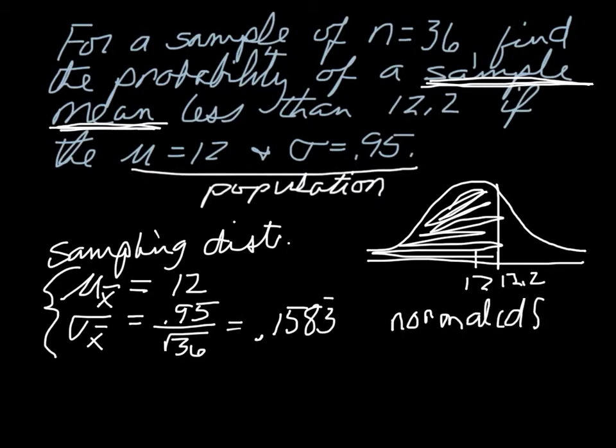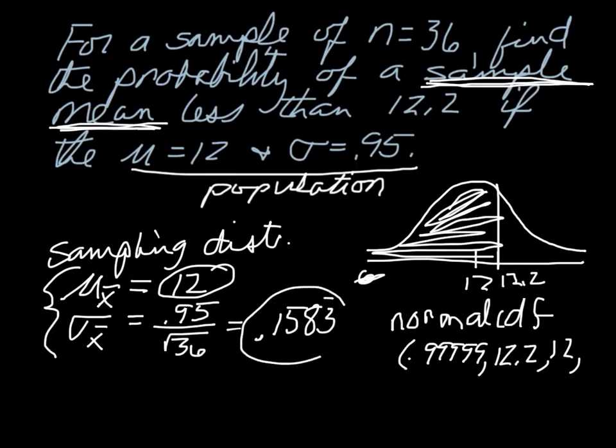CDF, and my left bound is negative infinity over here. So I'd put negative 99,999. My right bound is 12.2. My mean is 12. And my standard deviation, since it's a sampling distribution, is 0.1583. And I can do that and I get my calculation.